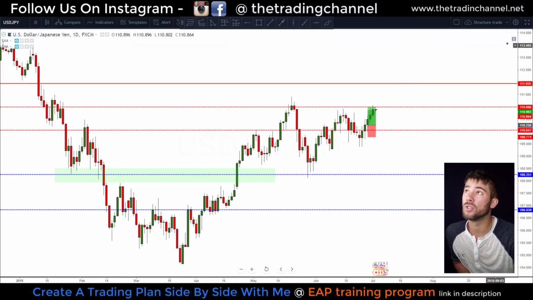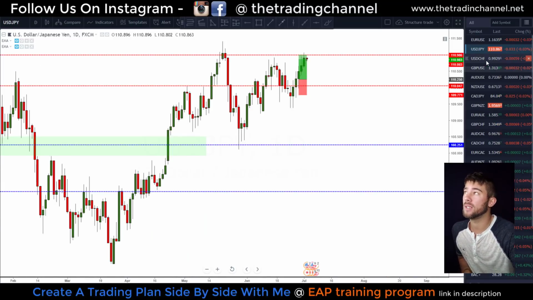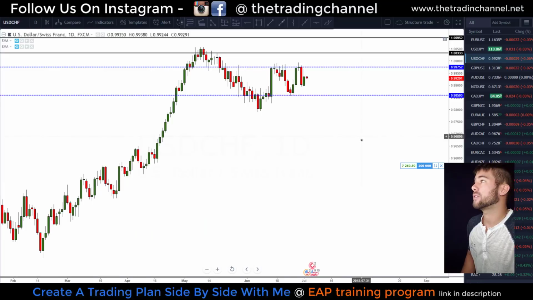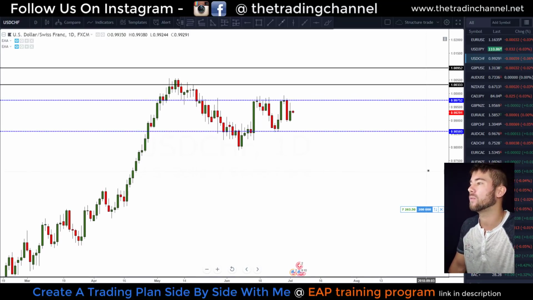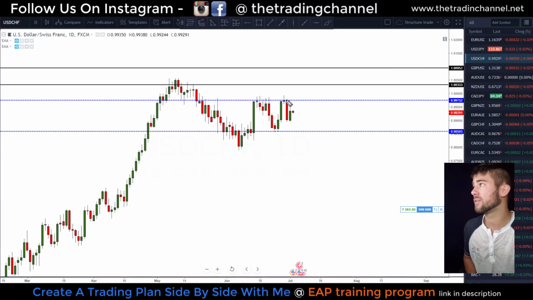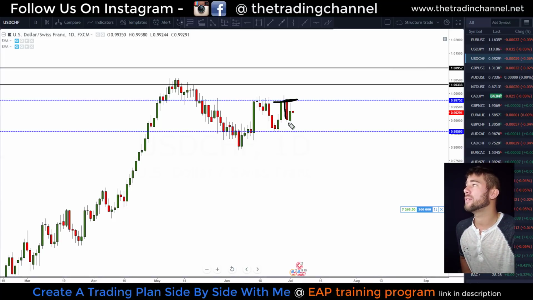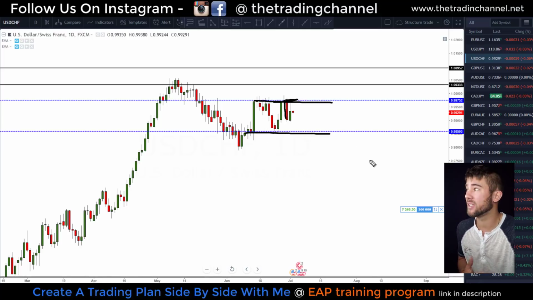Now we'll go ahead and move on to our next pair, which is going to be the dollar Swiss. Here on the dollar Swiss, we came up into a resistance level that we've pointed out over the last couple of weeks. This resistance level is right in here. We hit that level and have since pushed down. Now, entering into a period of consolidation very similar to what we talked about on the dollar yen just a second ago. So for this market, it's very simple.